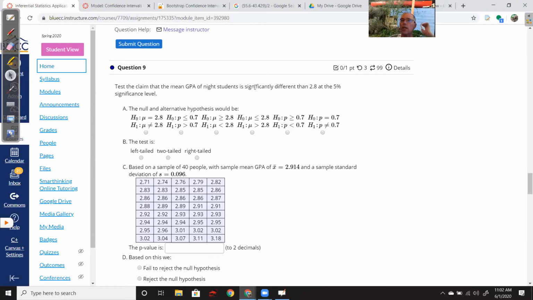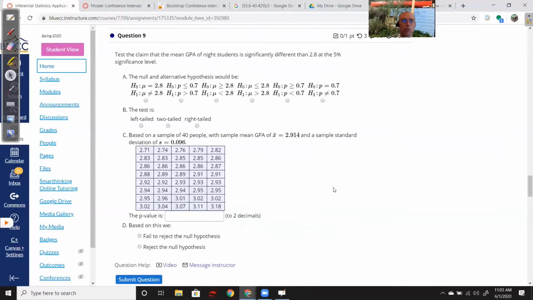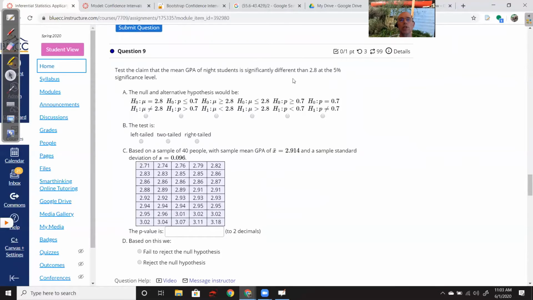It's either going to say the mean GPA of night students is greater, or the mean GPA of night students is smaller or significantly different. So you may get a left tail, a right tail, or a two tail on this problem. This is one I'd recommend doing more than once if you wish, and the computer will remember your high score.